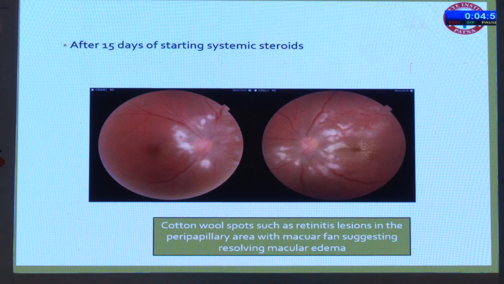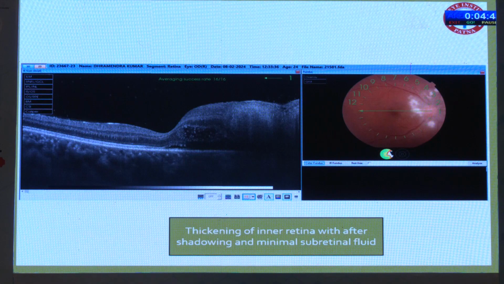The cotton wool spots and retinitis lesions were in the peripapillary area, and in the left eye there was a macular fan which suggested resolving macular edema. And this was the OCT picture. There was thickening of the inner retina and after shadowing with minimal subretinal fluid. So the fluid had absorbed, but the peripapillary area was absolutely choked.